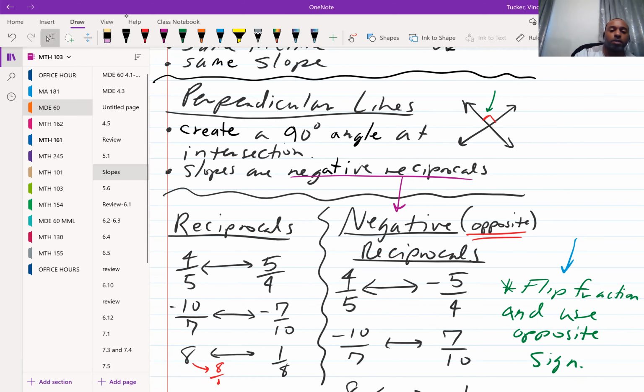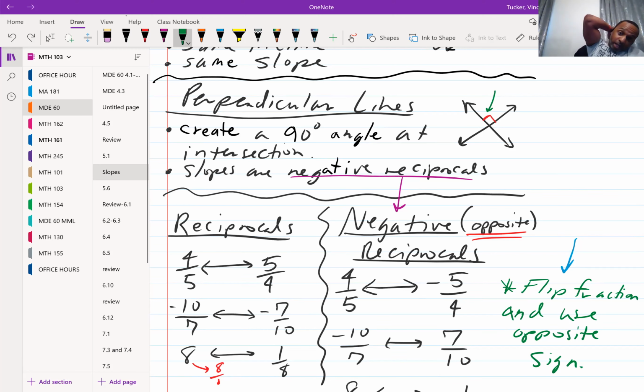So this first column is just talking about being a reciprocal. If it's a reciprocal, you flip the fraction. 4/5 and 5/4 are reciprocals of each other. It's just a fraction flip, but you keep the same sign. -10/7, -7/10. Once again, they're reciprocals. All you did was flip the fraction. And 8, and then 1/8, flip the fraction. They are reciprocals of each other. All right. So no calculation. All you're doing is flipping the fraction.